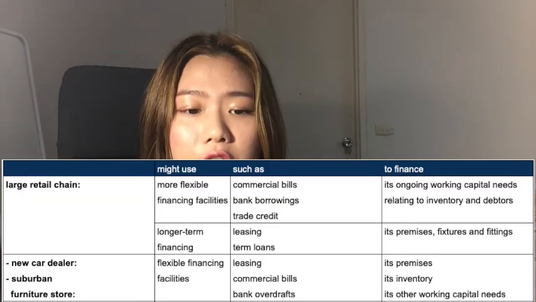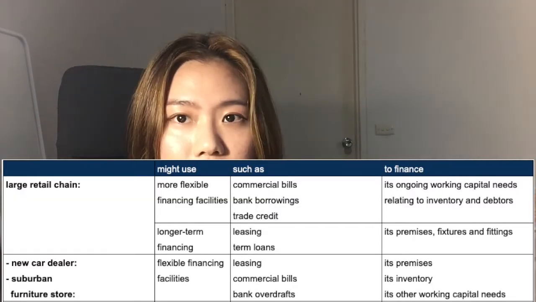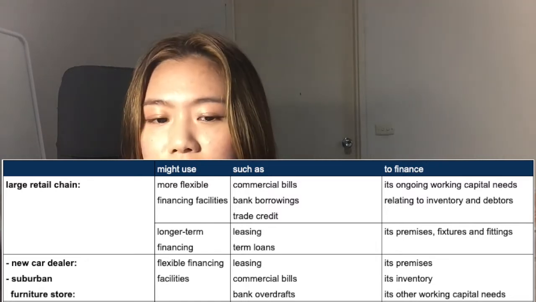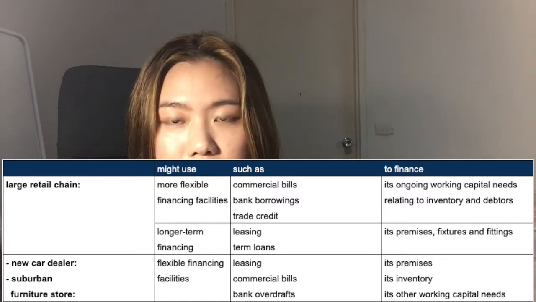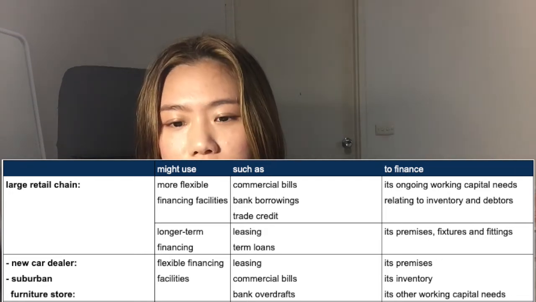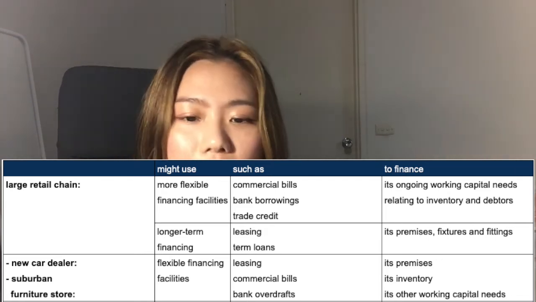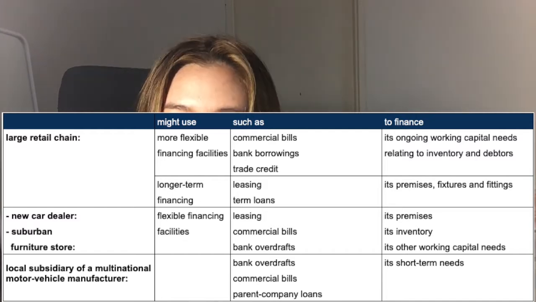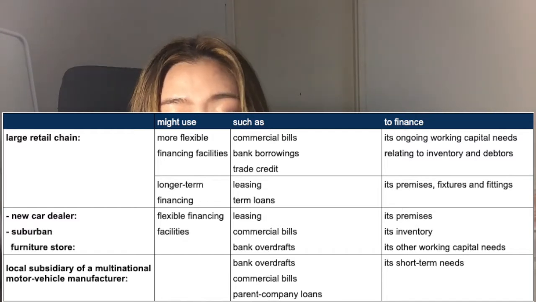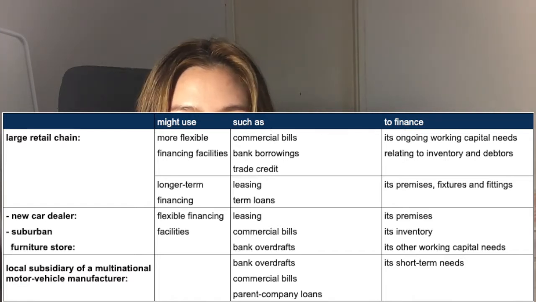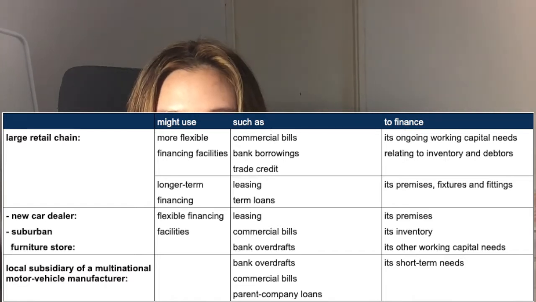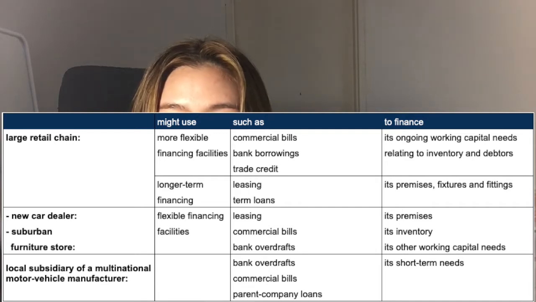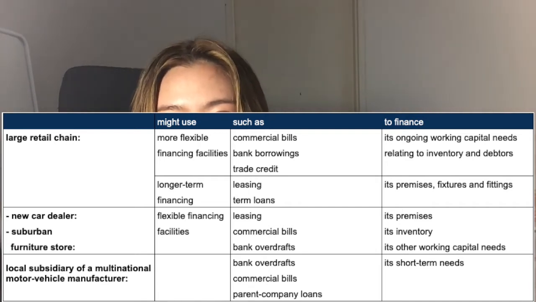When it comes to new car dealers or suburban furniture stores, then they might use more flexible financing facilities such as leasing, commercial bills, and bank overdraft for its premises, inventory, and other working capital needs. When it comes to a local subsidiary of a multinational motor vehicle manufacturer, then similarly, they might use flexible financing facilities such as bank overdrafts and commercial bills for its short-term needs, and also it might use the parent company's loans to finance its needs. So that was for short and intermediate term financing.